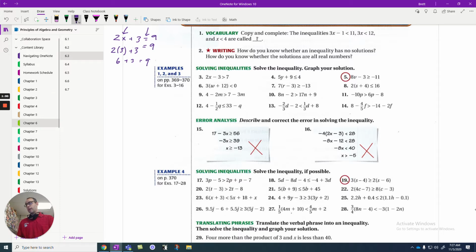If I put any other number in where x is, I could put 7 there, or -1, or any other number besides 3, I will not get a true statement. So let's say I did a 1. 2 times 1 plus 3. I want to say that it equals 9, but 2 times 1 is 2. And 2 plus 3 is 5. And 5 is not equal to 9. Now, that is this idea that with an equal sign, we're looking for one solution.